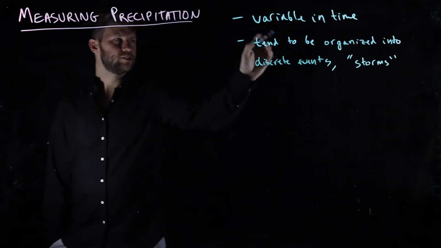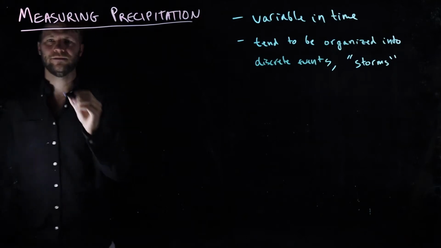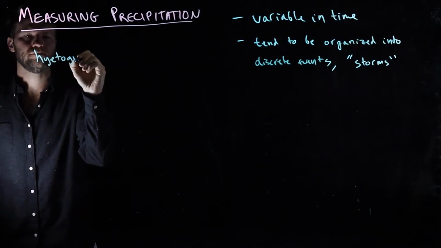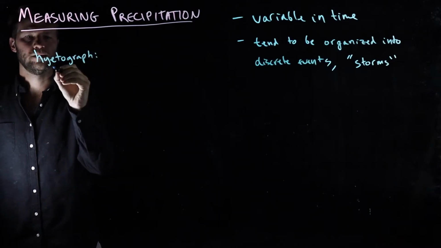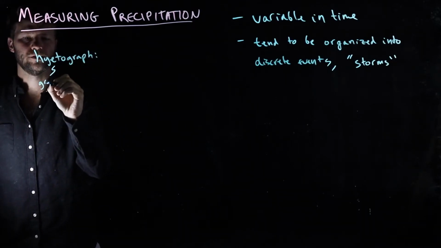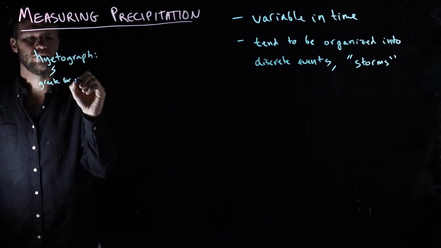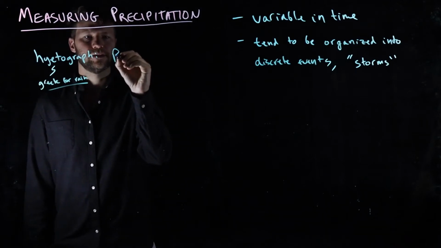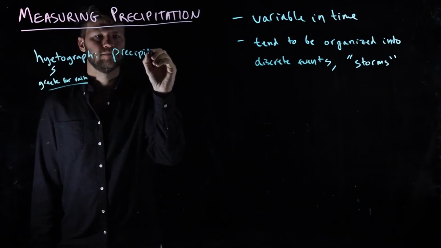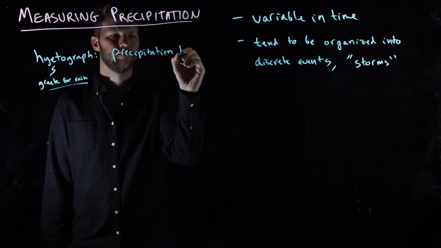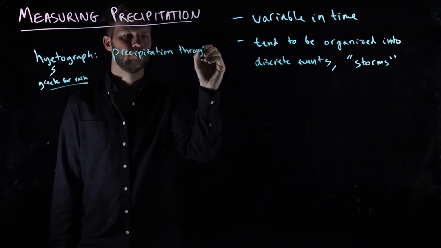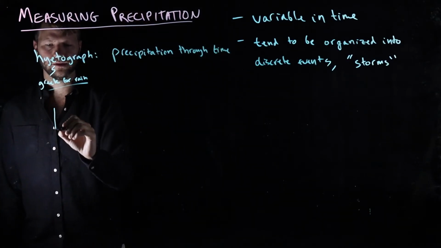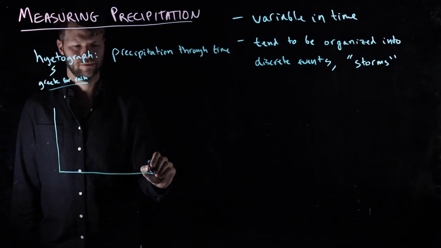So if we were to try to quantify this or put it on a graph, we would do so with a plot called a hyetograph. Hyeto is from the Greek for rain. And a hyetograph is plotting precipitation through time. Let's consider, for example, a typical annual hyetograph for Vancouver.